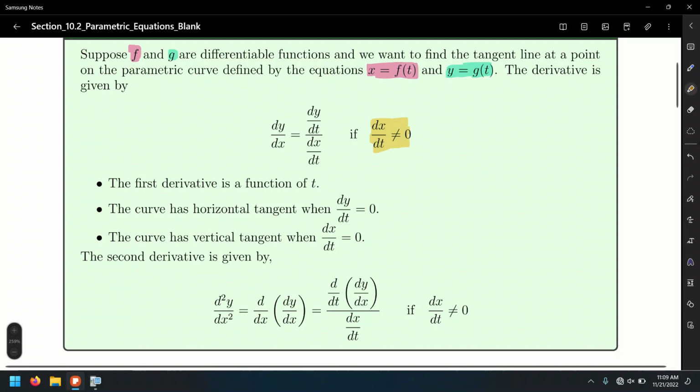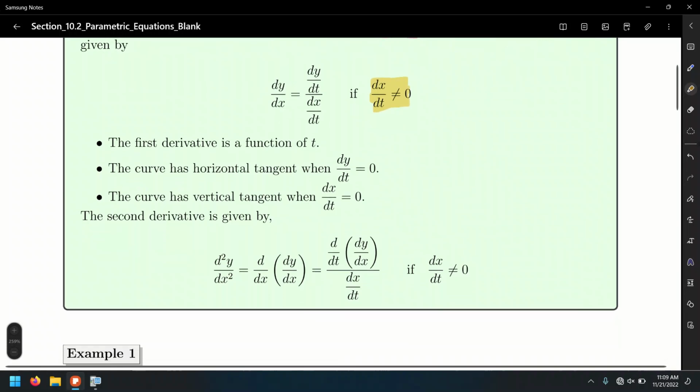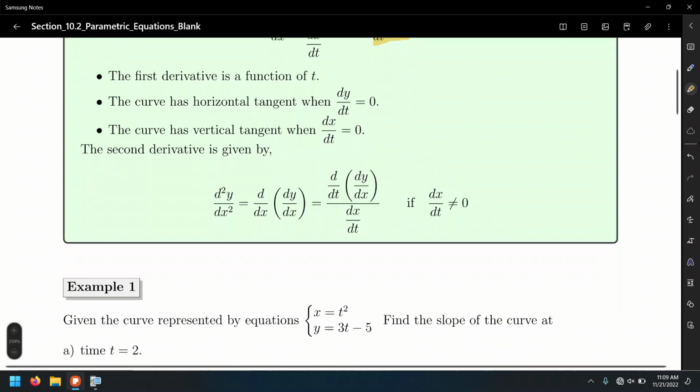So the second derivative is going to be a little tricky. The second derivative is essentially the derivative of the derivative. In this case, it's the derivative of what we got in the first iteration of the derivative, divided by the derivative of the x equation. Right now the symbols look a little weird, but it's going to make more sense once we get to the example, which is actually right now.